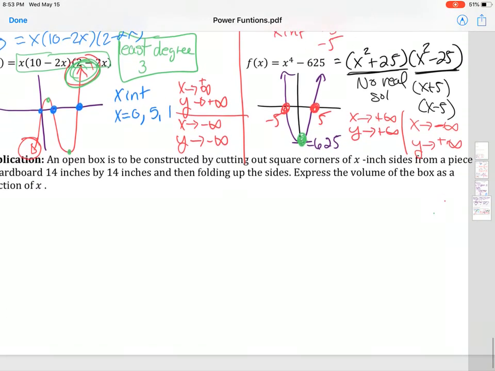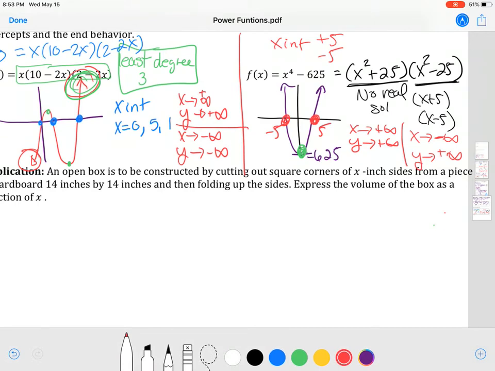Okay, now the last problem in this section is I want to go over an application with you on how we can use polynomials to set up an application. So it says an open box is to be constructed by cutting out square corners of an x-inch side from a piece of cardboard that is 14 inches by 14 inches. And then we fold up the sides. And we want to express the volume of the box as a function of x.